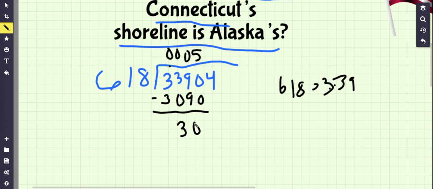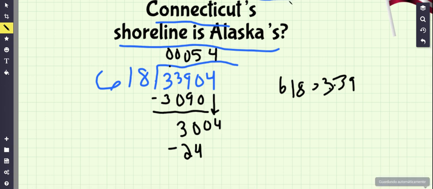It's going to be 339. Can 618 fit into this number? No. So instead of putting anything up, we just skip. How about 3,390? I can fit about 4 times. Put the 4 here, and we multiply, which gives us 2,472.